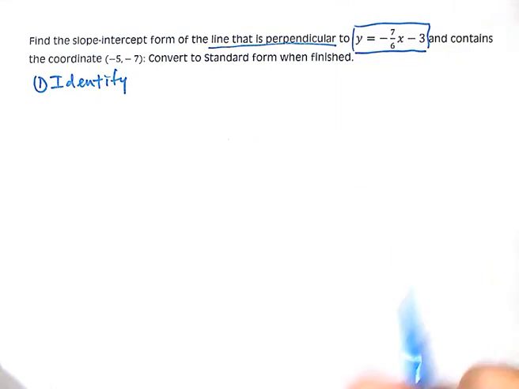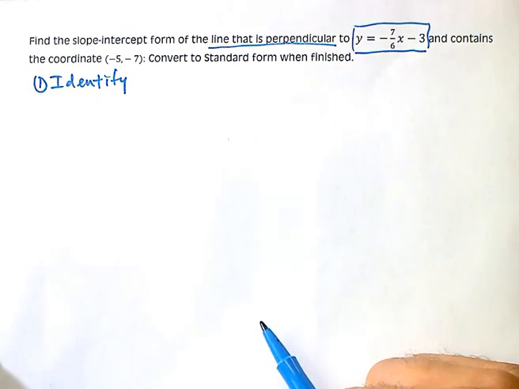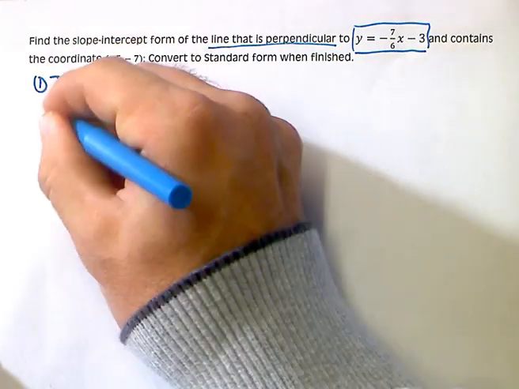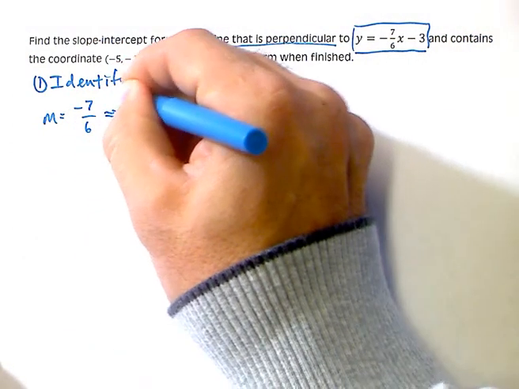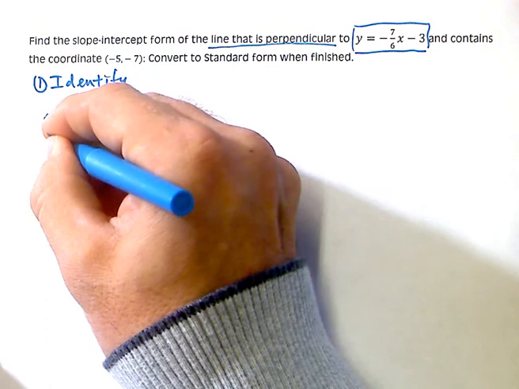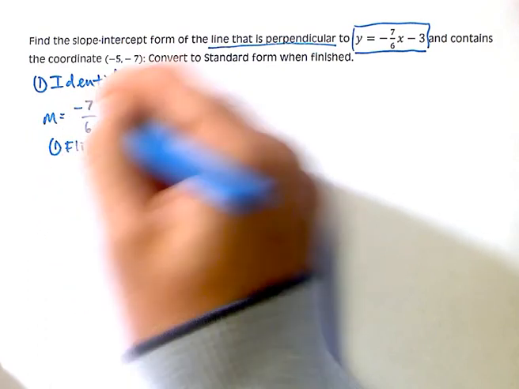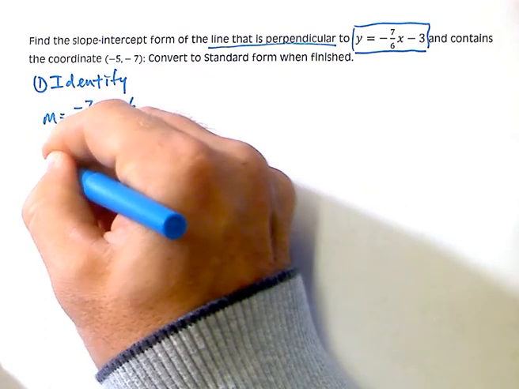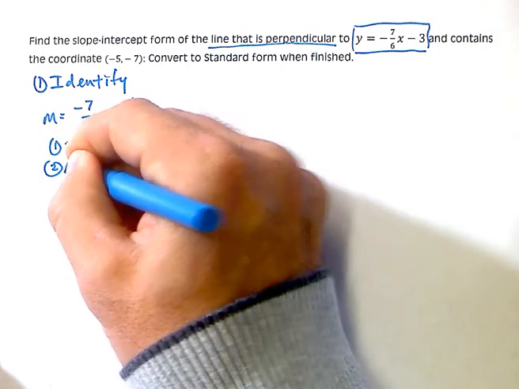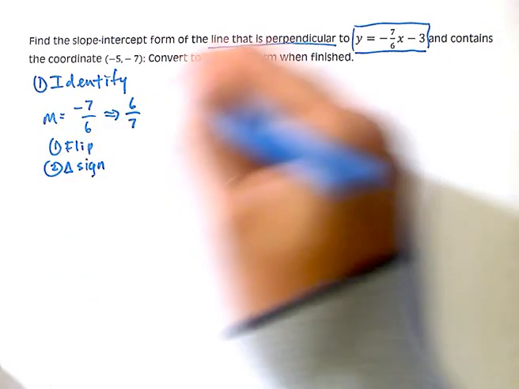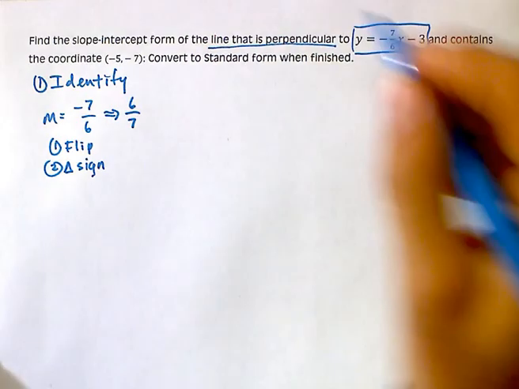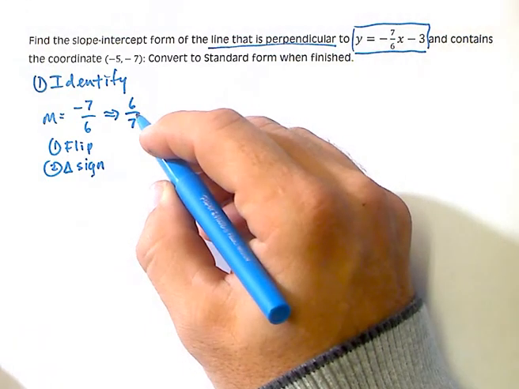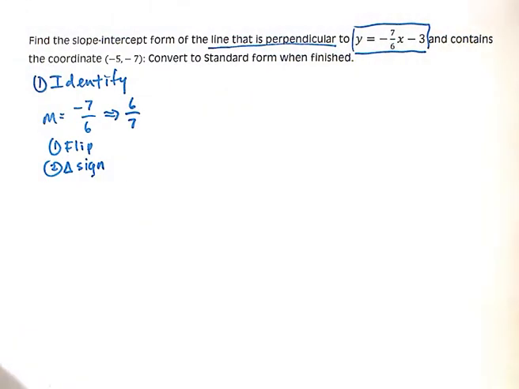All right, in this case, they gave us the information that a line is perpendicular to a slope-intercept form of -7/6, x minus 3. Now I know perpendicular, if my slope is -7/6, then actually I'm going to flip and change the sign. Flip and change the sign. That's called a negative reciprocal.